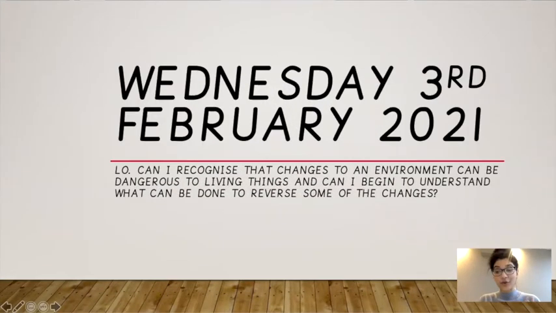For your science lesson today, the learning objective is: can I recognise that changes to an environment can be dangerous to living things, and can I begin to understand what can be done to reverse some of the changes?